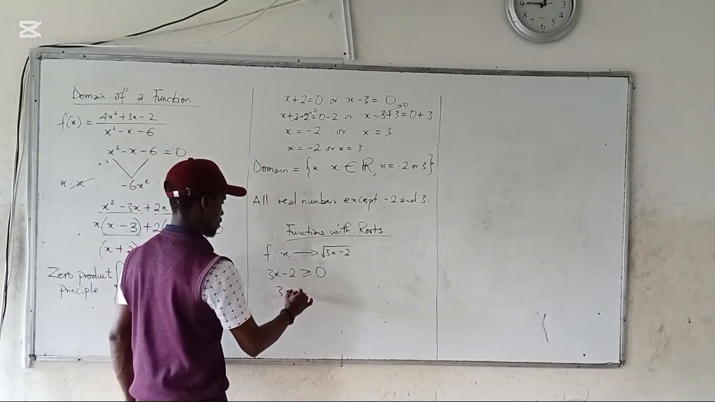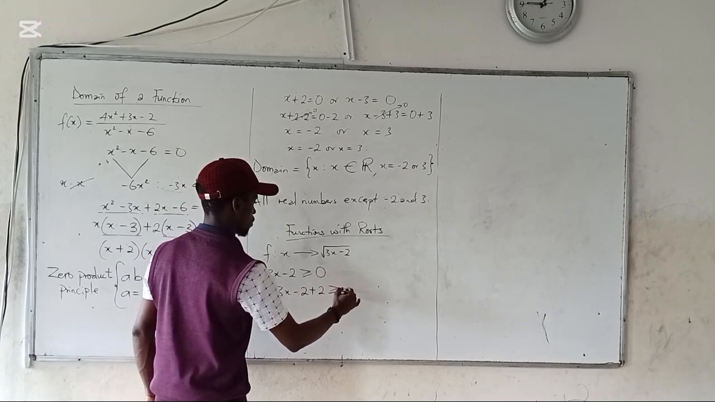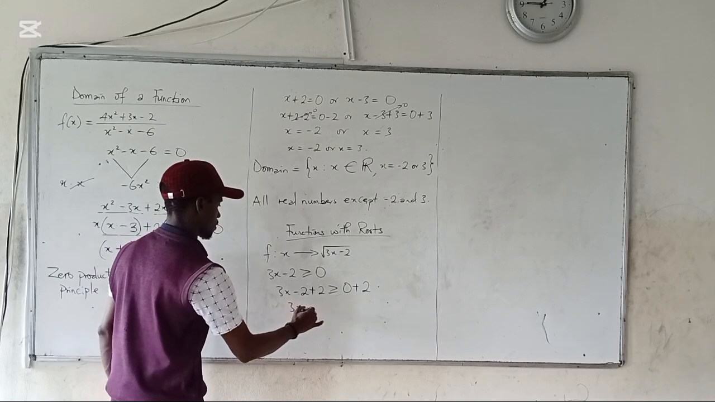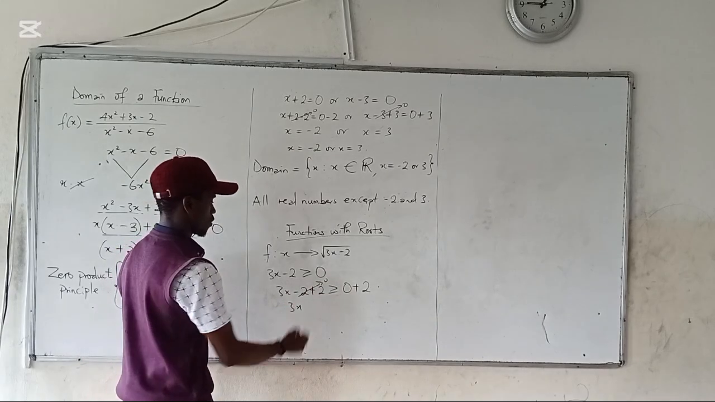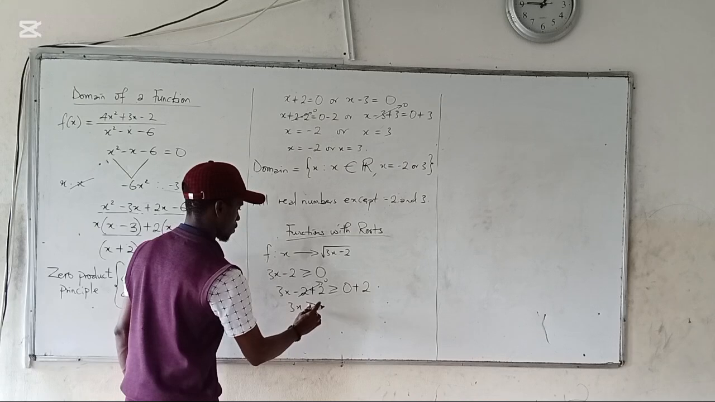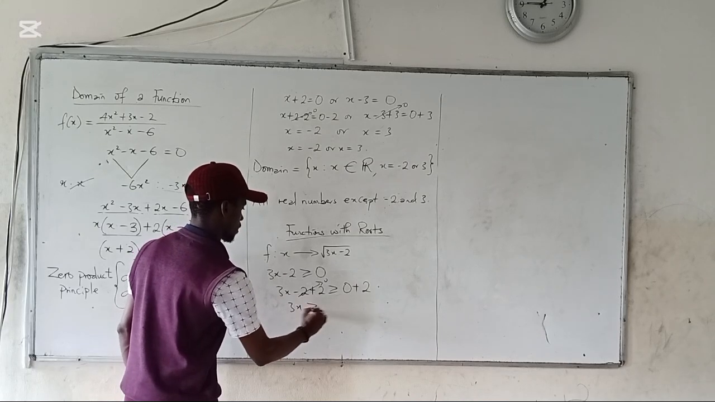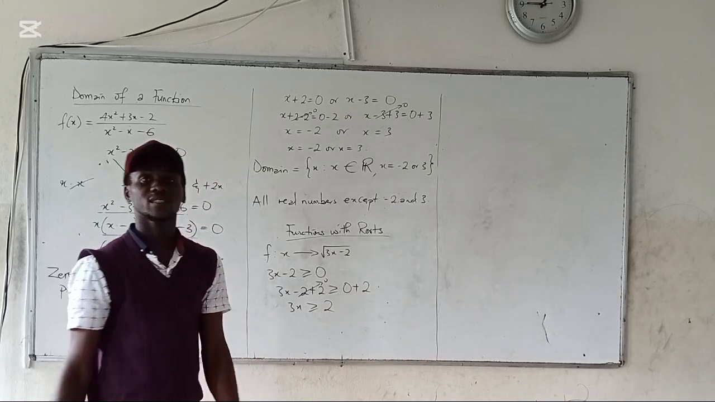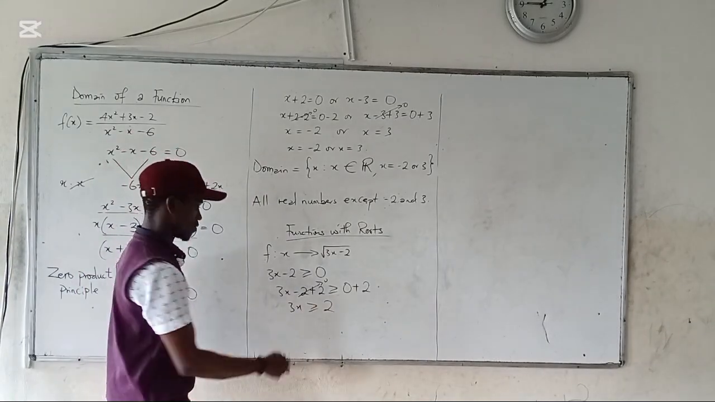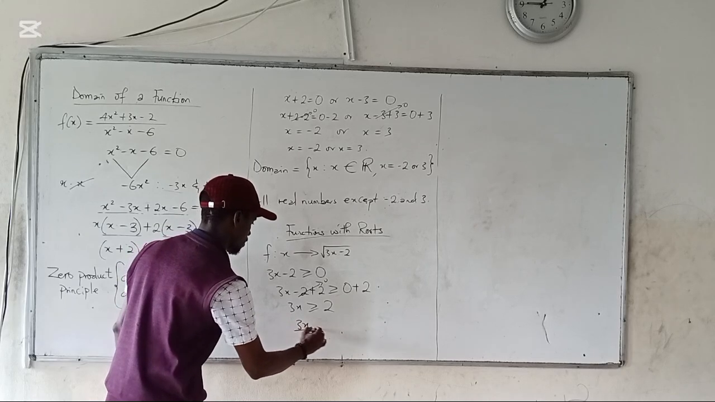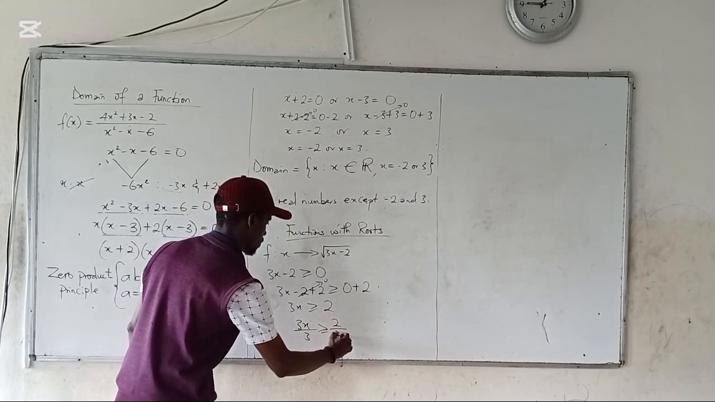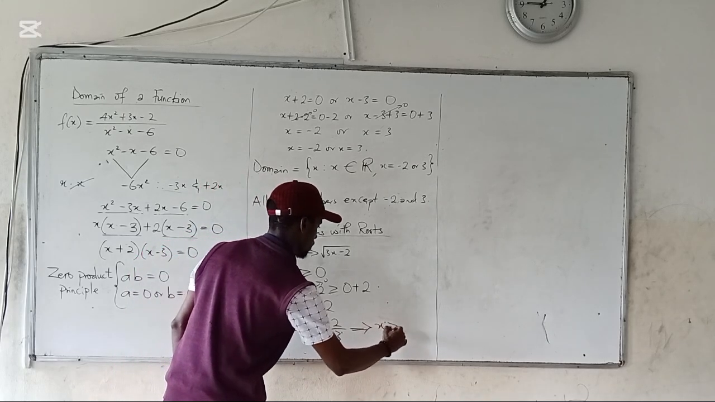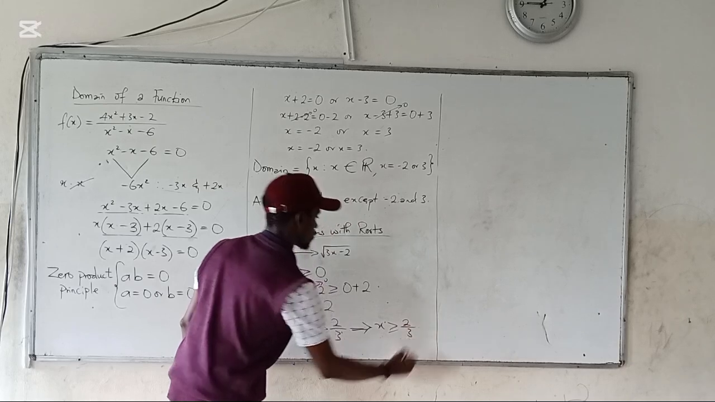So I have 3x minus 2 plus 2 greater than or equal to 0 plus 2. Now 3x minus 2 plus 2 is 0, so I have 3x greater than or equal to what? 2, because 0 plus 2 is 2. Now how do I make x the subject? You divide both sides by 3. 3x divided by 3 is greater than or equal to 2 divided by 3. The 3 and 3 cancel. This implies that x is greater than or equal to 2 over 3.